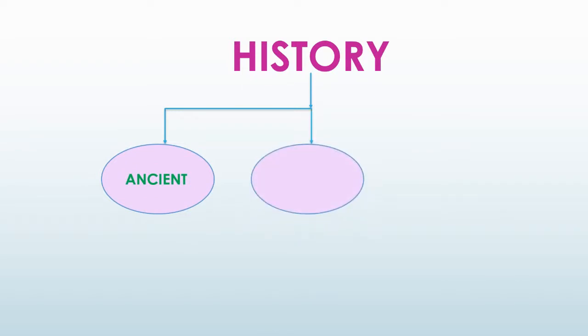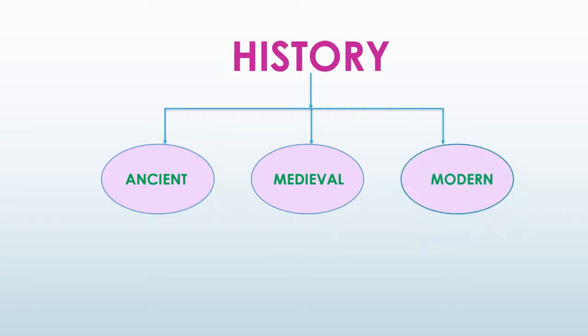Now how will you learn? So history is generally divided into 3 periods. First, ancient. Second, medieval. And the third, modern. Students, this year we will be focusing on ancient history. So let us learn what is ancient history.